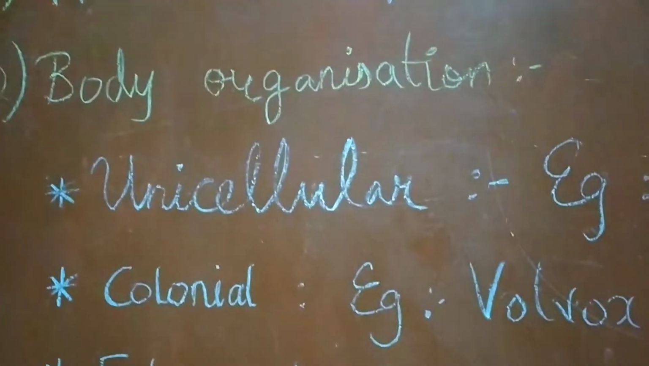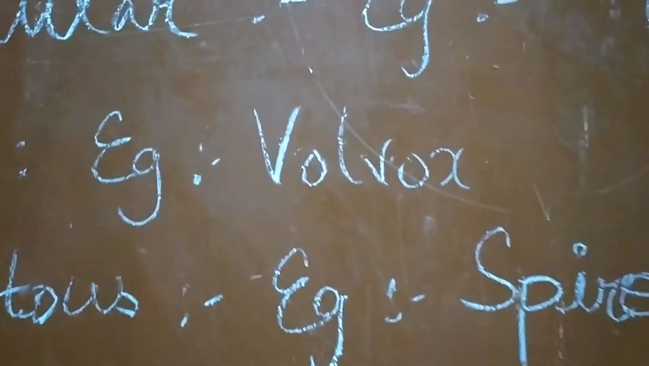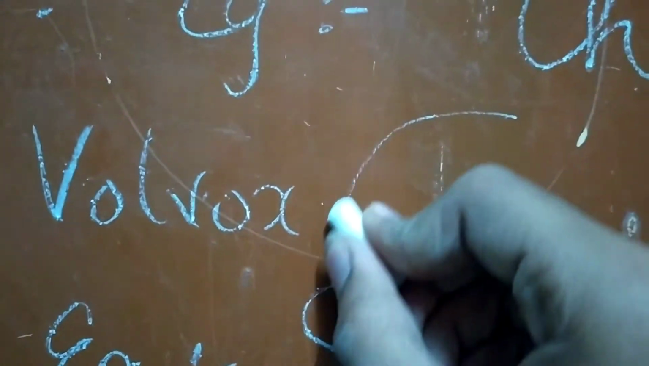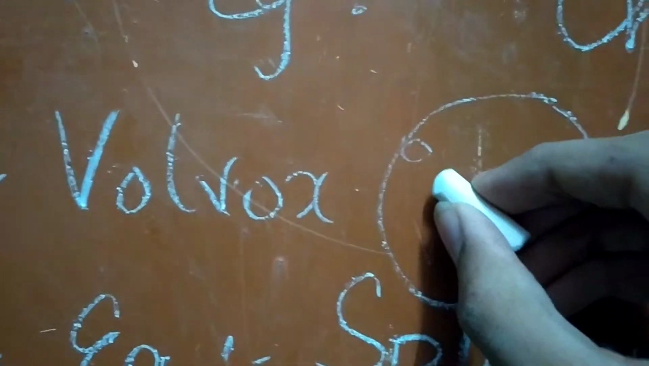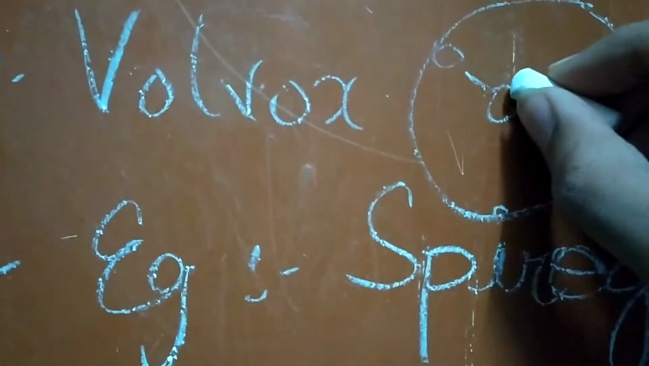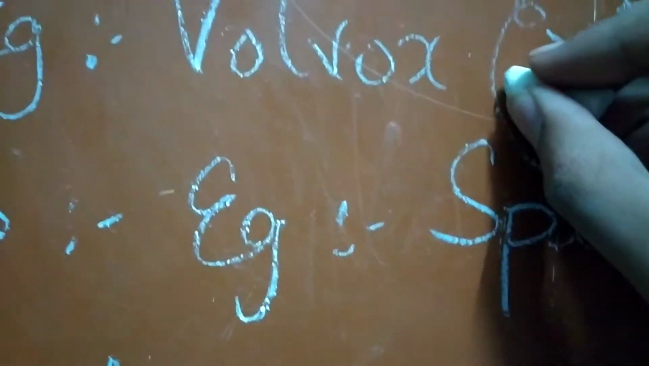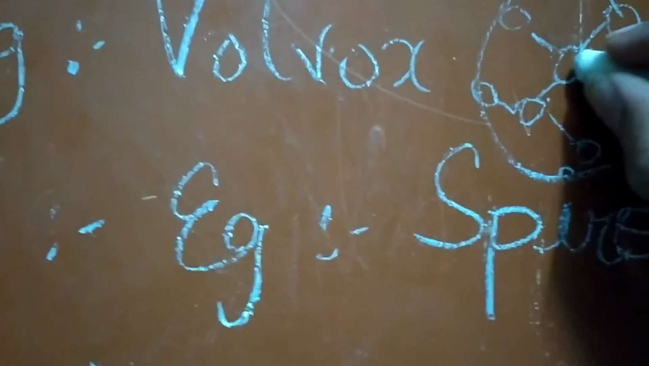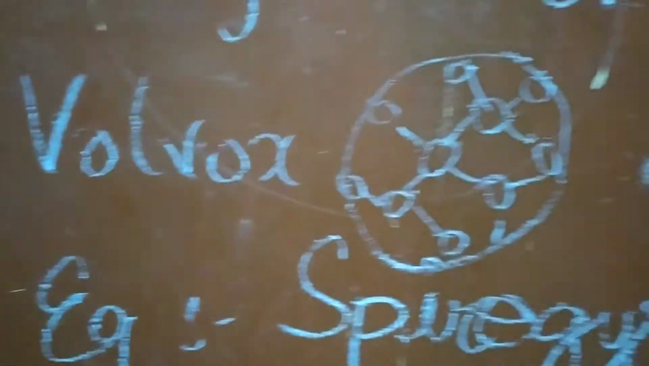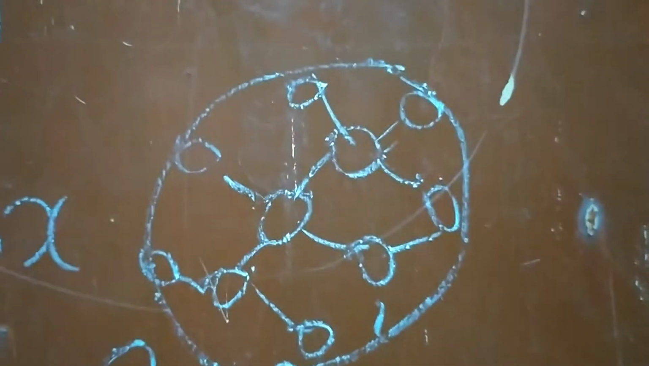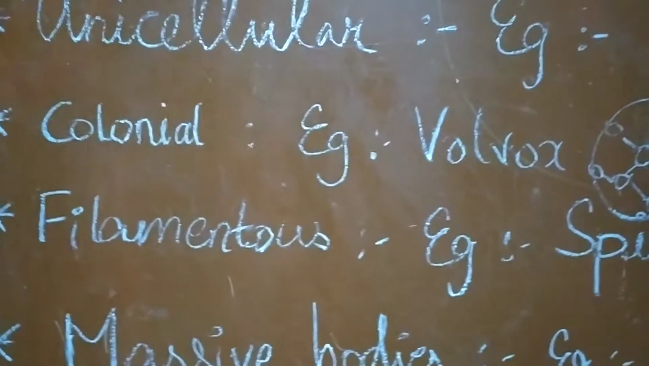The second thing is colonial algae. Example is Volvox. So it would be like this. There would be a football-like structure. Organisms would be connected here, and this would be the parent chain. They are colonial, right? So for colonial algae the example is Volvox.